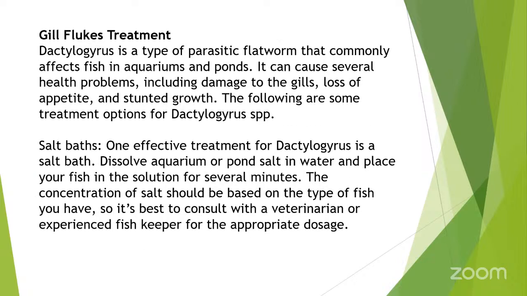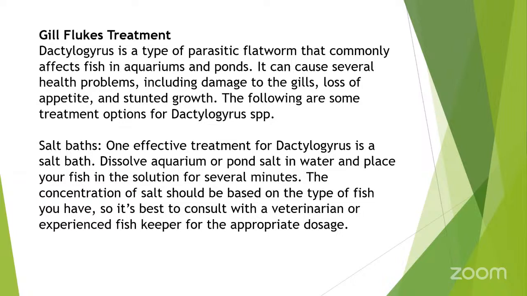It's a type of parasitic flatworm that commonly affects fish in aquariums and ponds, and it can cause several health problems, including damage to the gills, loss of appetite, and stunted growth. So these are the types of treatments that we can give. First one is salt bath. One effective treatment for Dactylogyrus is a salt bath.